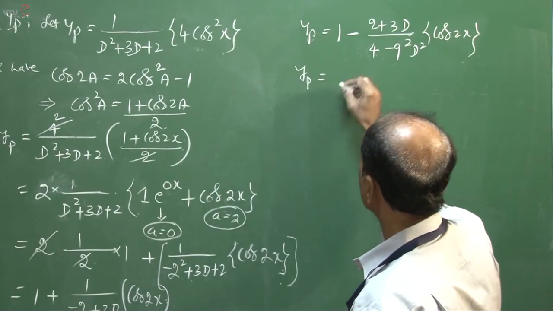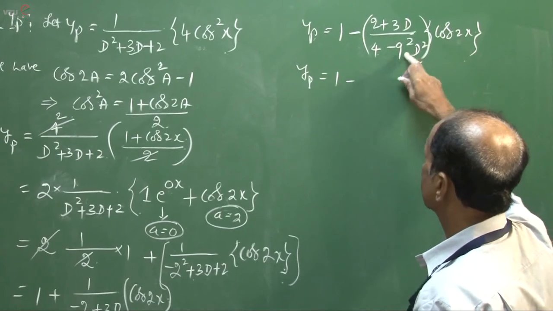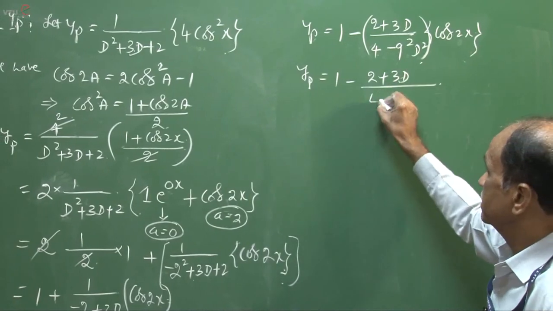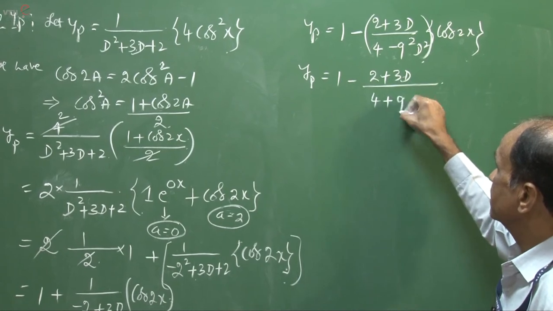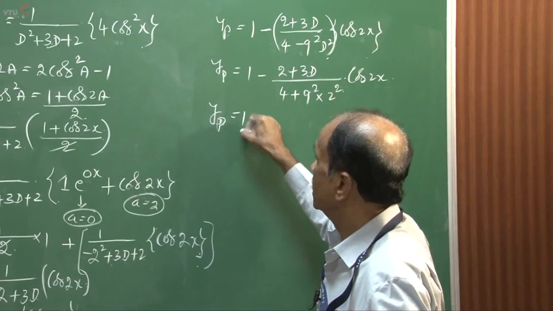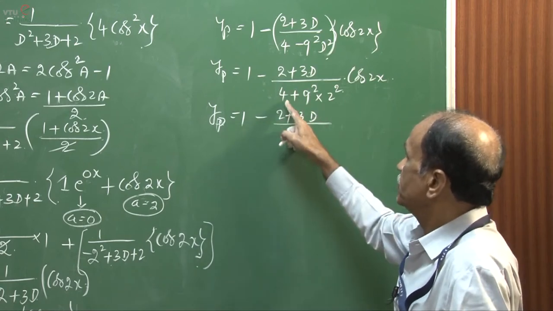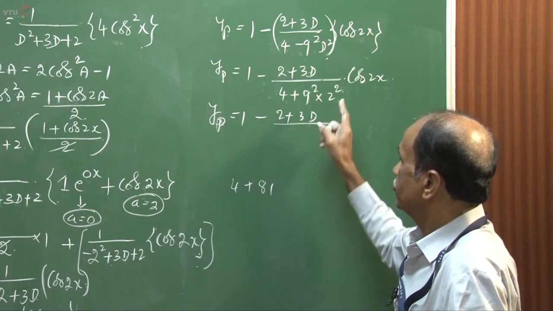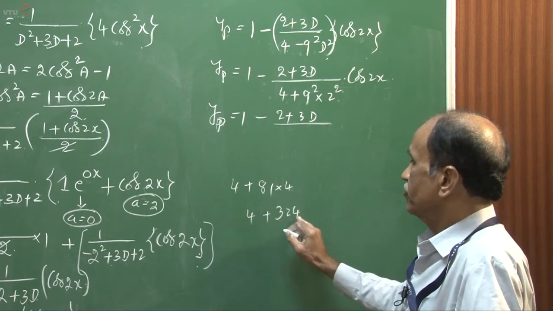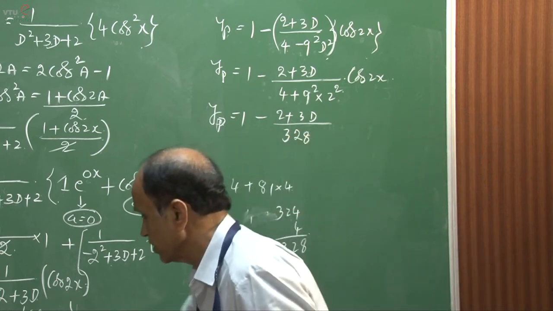Then yp is equal to 1 minus, this is to be operated, yes, what is the denominator here? D square should be replaced by 2 square with minus sign, that is 2 plus 3d, and in the denominator, 4 is there, and minus 9, this replacement is minus, that becomes plus sign, 9 into 2 square, okay, cos of 2x. So yp is equal to 1 minus 2 plus 3d divided by 4 plus 81 into 4, that is 324. 4 8s are 32, 4 1s are 4, and plus 4 if you add, that becomes 328. So 328 is the simplification in the denominator.